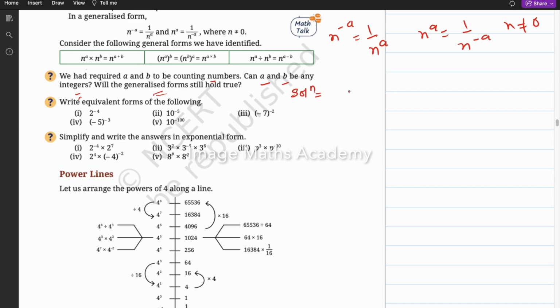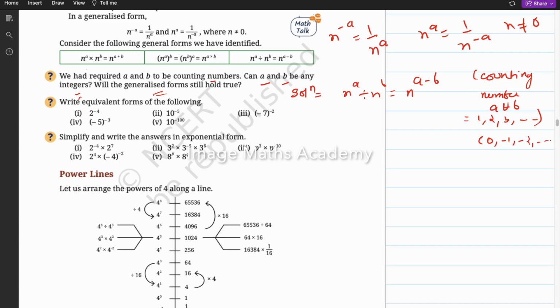So, the solution for powers with the same base. If the base is the same, then n to the power a divided by n to the power b is equal to n to the power a minus b. This rule originally uses a and b as counting numbers. But if a and b are any integer, then that includes 0 and negative numbers, and 1, 2, 3 are also there. So yes, the rule still holds as long as n is not equal to 0.